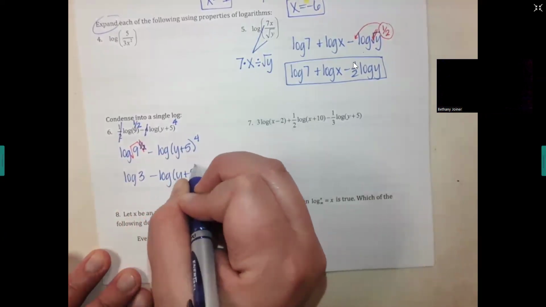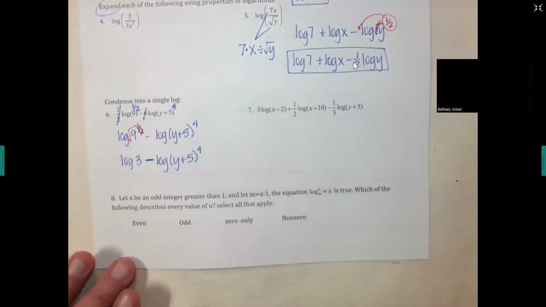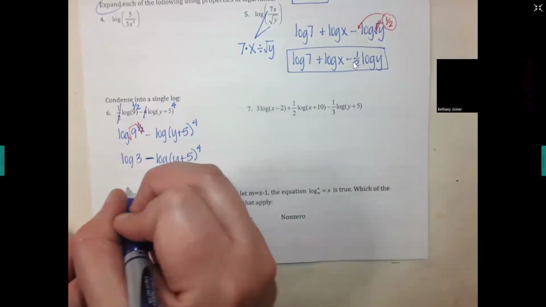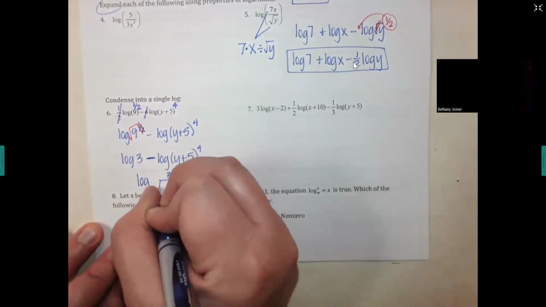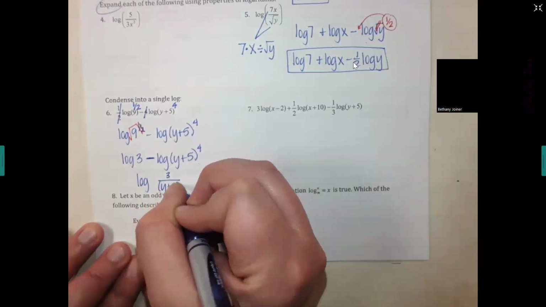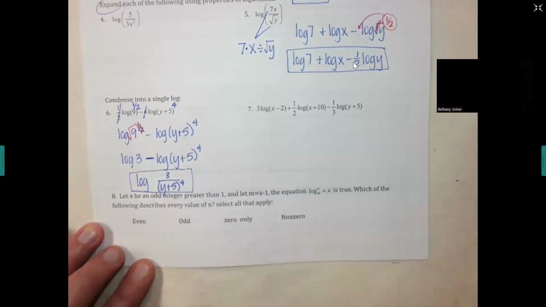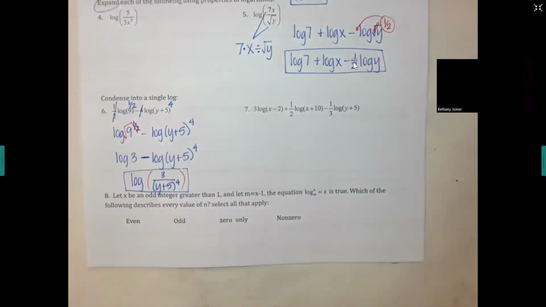Okay, then from there, I see that my two logs have a minus in the middle. And remember, that means that I can combine those logs using division. So my final answer will be the log of 3 divided by y plus 5 to the 4. Basically this entire fraction is inside the same log, versus initially they were separate logs.